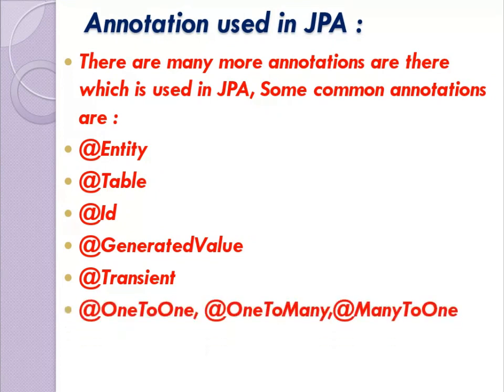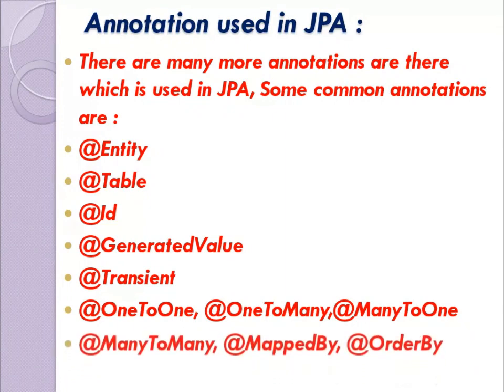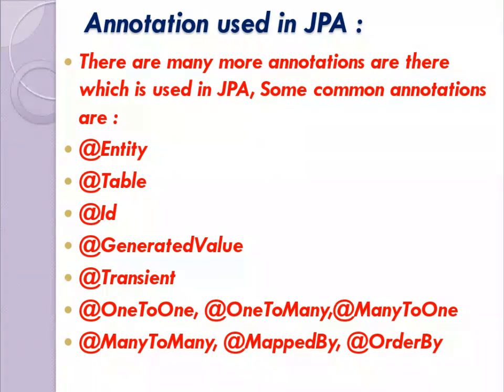Okay, so these are the mapping annotations. There are four types of mapping annotations: one to one, one to many, many to one, and many to many. Okay, these are the mapping annotations, and also mappedBy, which tells by which class your table is created. It is the mappedBy property, and also the orderBy property. These are the most commonly used annotations, and there are a lot more annotations which are used in JPA work.